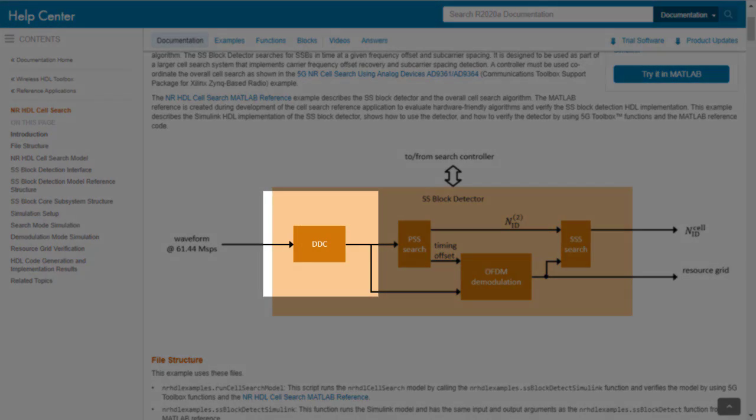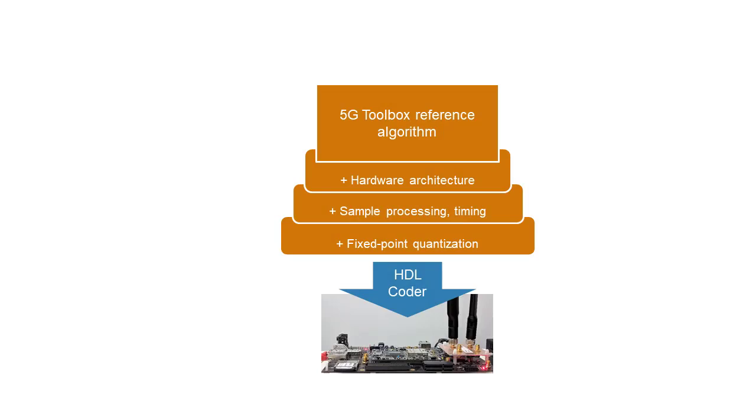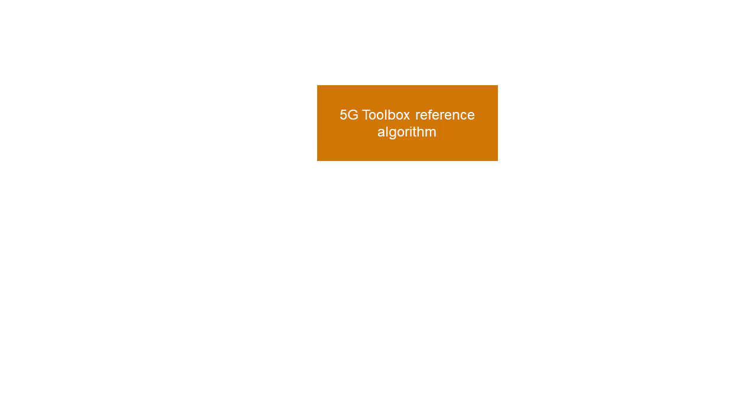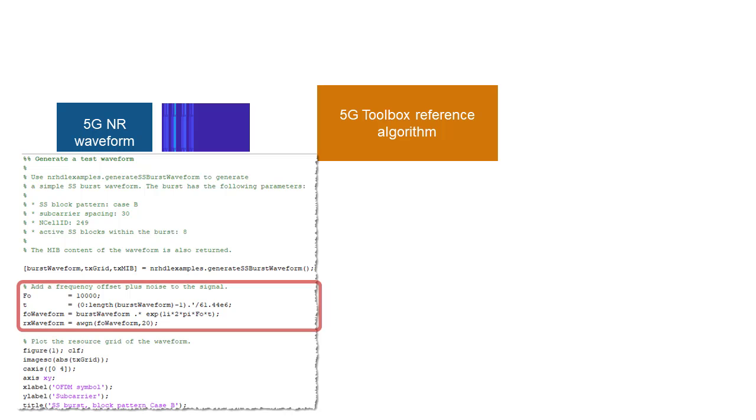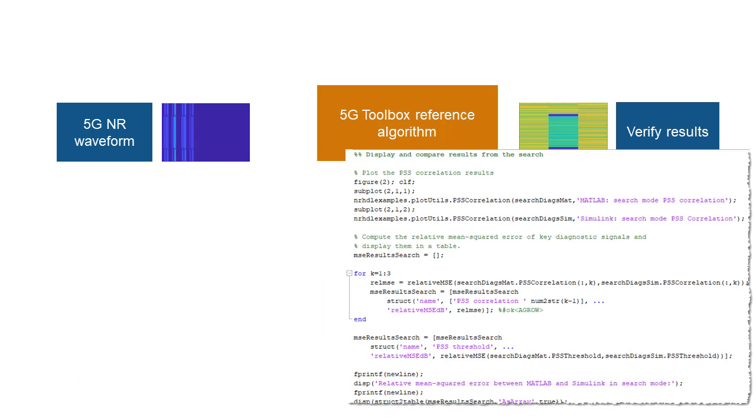changing sample rate. The reference application was developed using a typical workflow for implementing wireless algorithms in hardware. It starts off with MATLAB code, and since this is a 5G algorithm, it uses functionality from 5G Toolbox. The input waveform is generated from this MATLAB function, also included in this reference application. Then noise and offset is added. On the output side, the MATLAB code will initially display and plot the results.